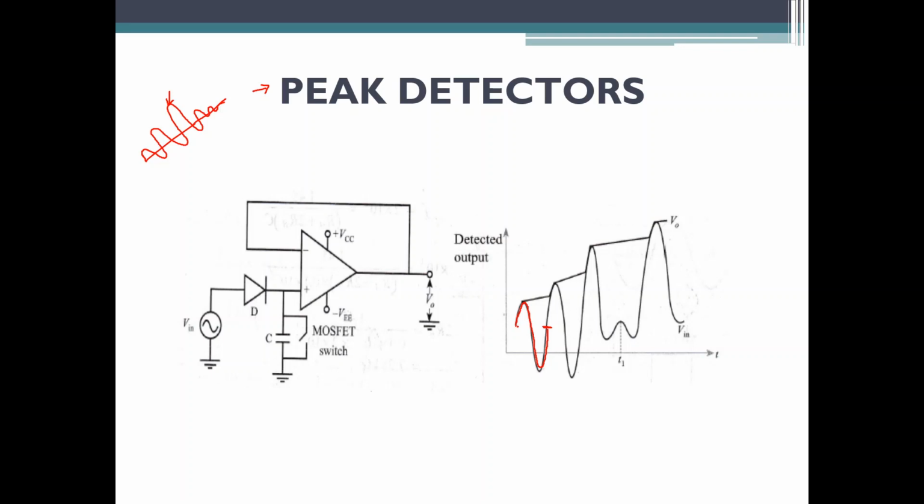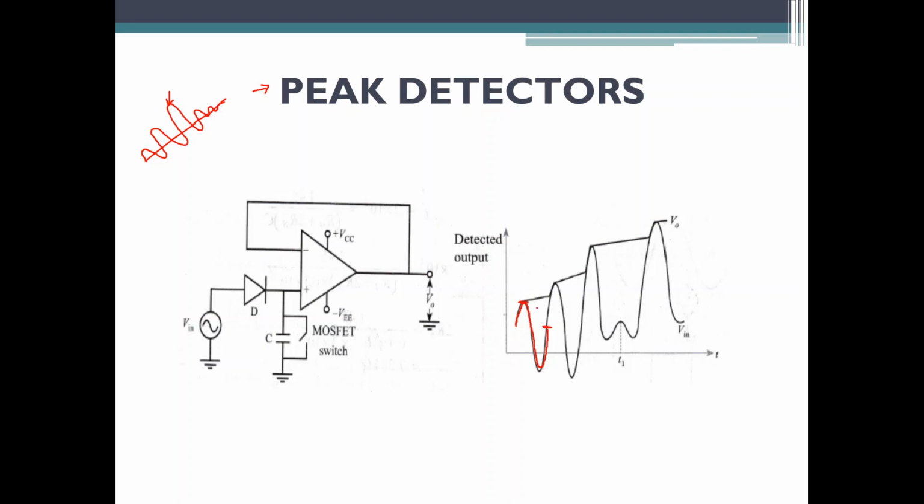As soon as you start applying voltage, your capacitor will start to charge until this peak. It will charge to this peak. After that your voltage is going negative, right? Once the voltage goes negative, your diode will immediately be turned off, or reverse biased. Once the diode is reverse biased, the voltage to which your capacitor has been charged will be applied to the non-inverting terminal of the op-amp, and that same voltage will be available at the output side of the op-amp.